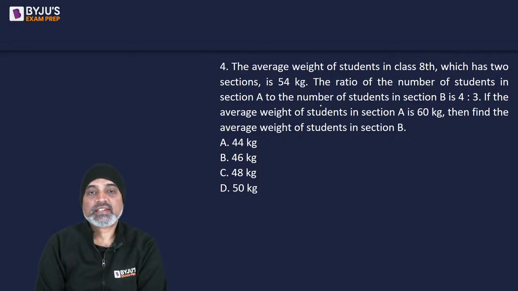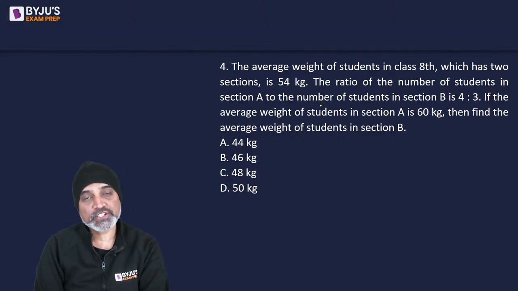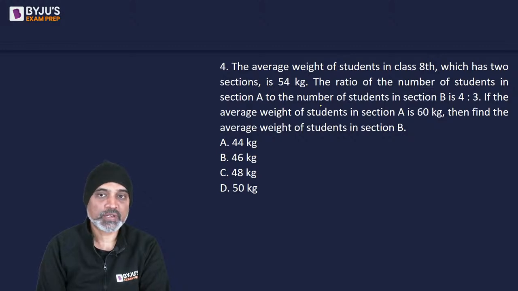Next one. The average weight of students in class 8, which has 2 sections, is 54 kg. The ratio of the number of students in section A to the number of students in section B is 4:3. If the average weight of students in section A is 60 kg, then what is the average weight of students in section B? So there are two ways to solve this.